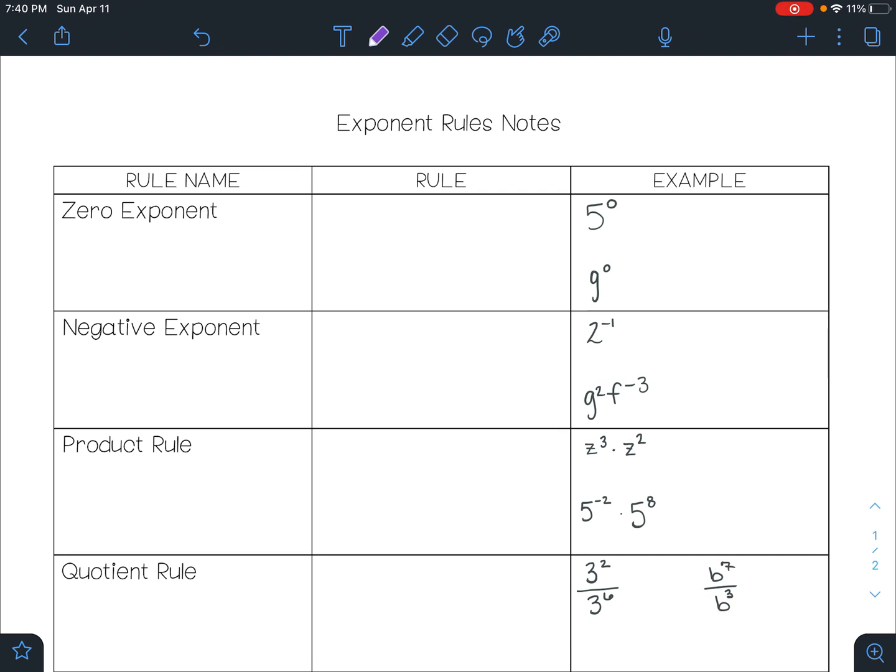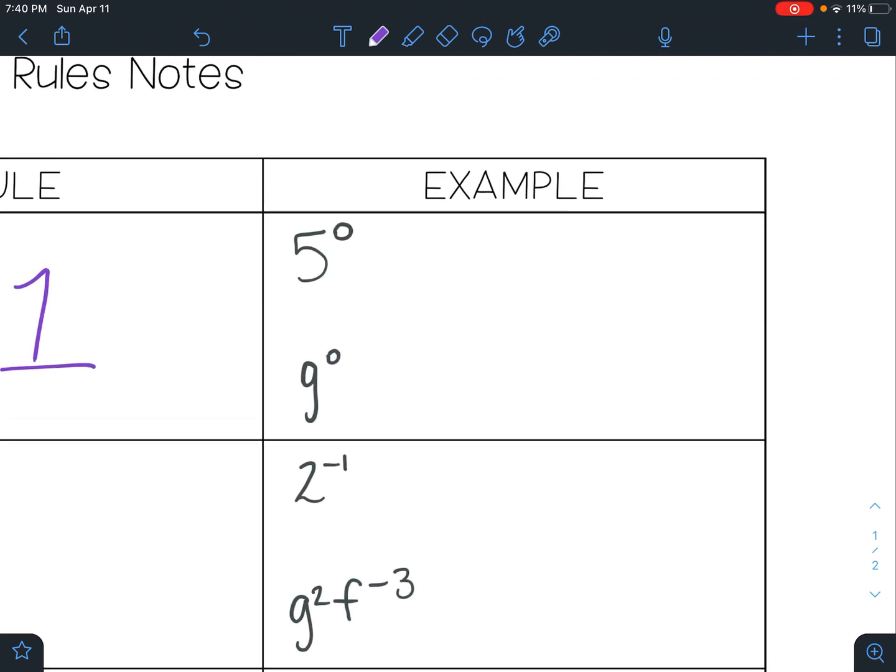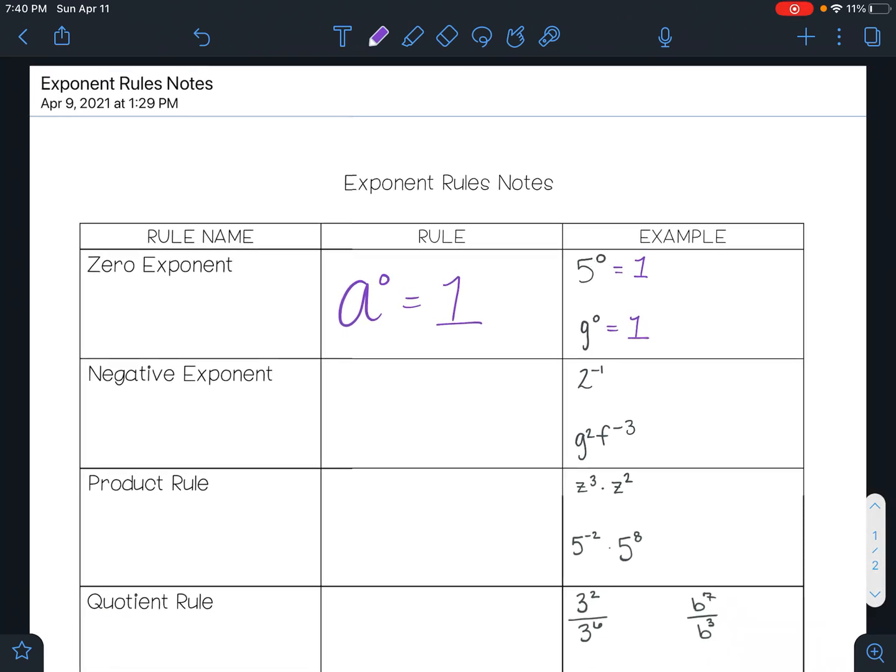First, zero exponents. The rule is anything to the 0 power is always going to equal 1. Whether that is a letter or a number, anything to the 0 power is 1. So over here in the example section, you'll see I have 5 to the 0. 5 to the 0 is just 1. Same thing here, I've got g to the 0. G to the 0 is also just 1. Any letter, any number, 0 power is 1.